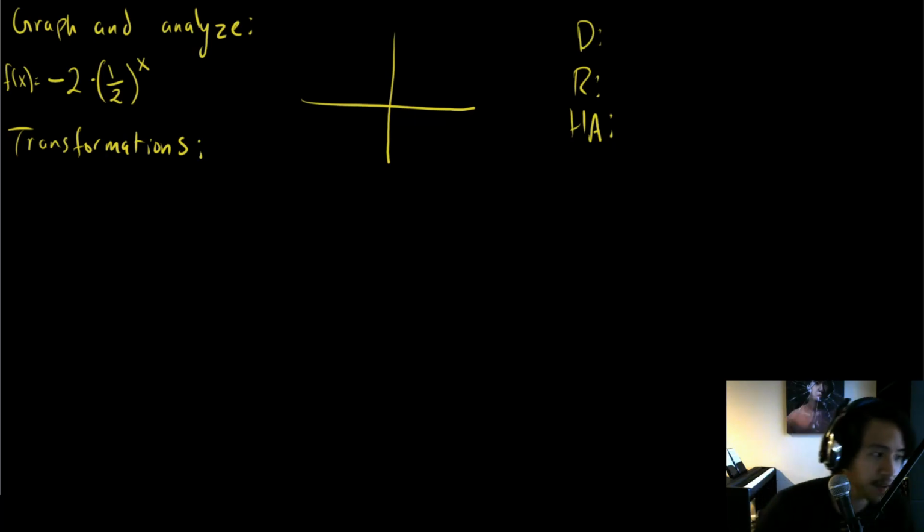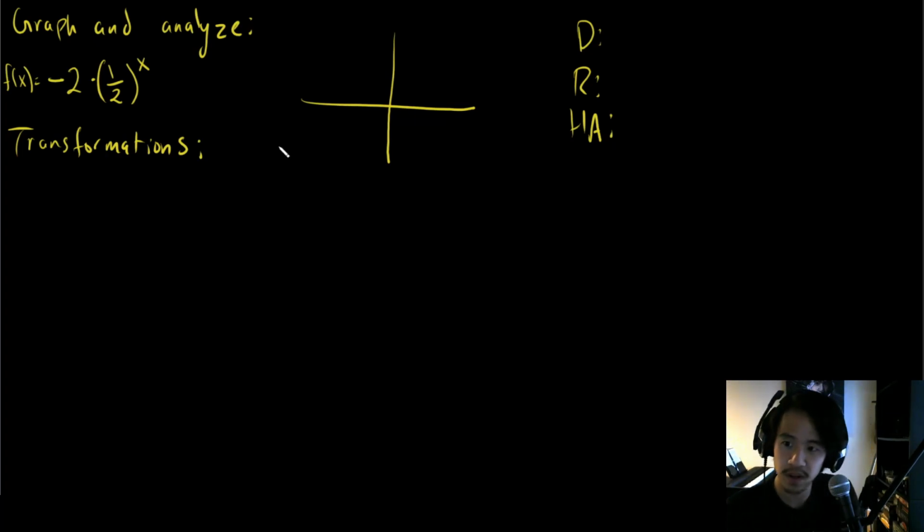So we're going to graph and analyze this function. f of x is equal to negative 2 times 1/2 to the x power. Let's go ahead and list our transformations. So we got Harry Styles rocks V-necks.